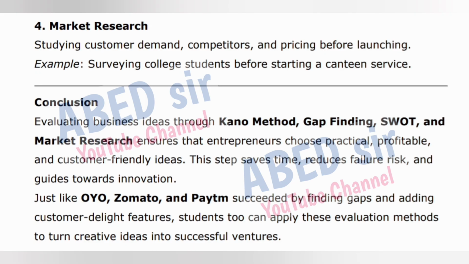Conclusion. Evaluating business ideas through Kano method, gap finding, SWOT, and market research ensures that entrepreneurs choose practical, profitable, and customer-friendly ideas. This step saves time, reduces failure risk, and guides towards innovation. Just like Oyo, Zomato, and Paytm succeeded by finding gaps and adding customer delight features, students too can apply these evaluation methods to turn creative ideas into successful ventures.